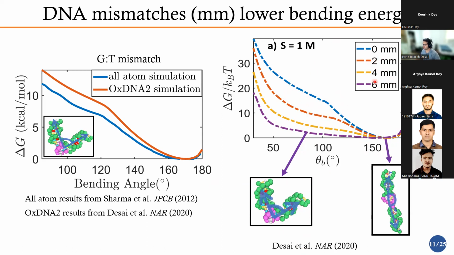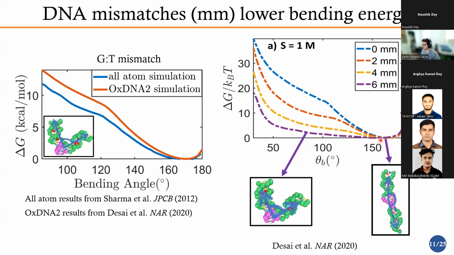And then you can see as you increase the number of mismatches, the DNA becomes even softer. So the mismatches add up, right? For 2 mismatches, you have some reduction in the bending energy, but for 4 and 6 mismatches, the bending energy is reduced even more. As you increase the number of mismatches, the DNA becomes weaker and it becomes easier to bend to a particular degree. Over here, another interesting thing to look at is that this effect of mismatch is actually non-linear, right?